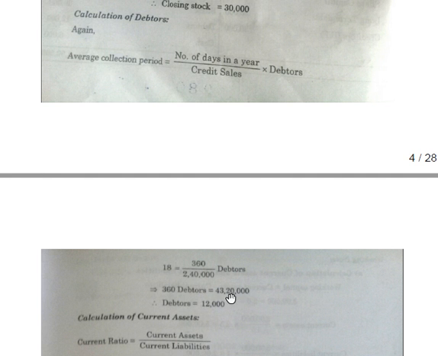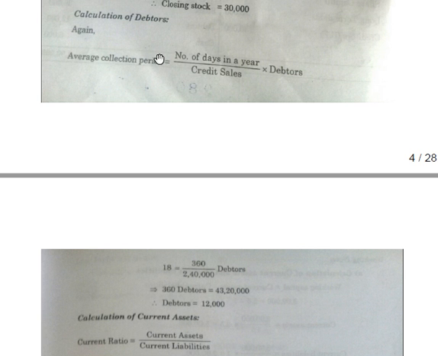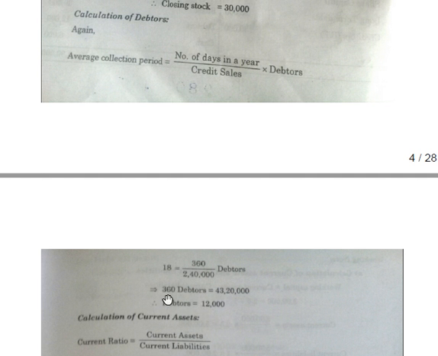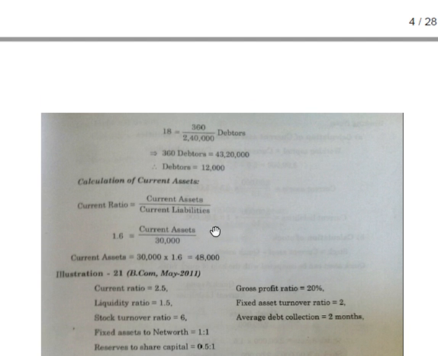Now calculation of debtors. What is the information they have given in the question? Average collection period for 360 days is 18 days. The average collection period formula is number of days in a year divided by credit sales into debtors. So 18 is equal to 360 days divided by credit sales. Credit sales to total sales is 80%, and total sales is 3 lakhs, so credit sales is 80%, which is 2,40,000, into debtors. When you cross multiply, we get 360 debtors is equal to 43,20,000. So debtors is 12,000.